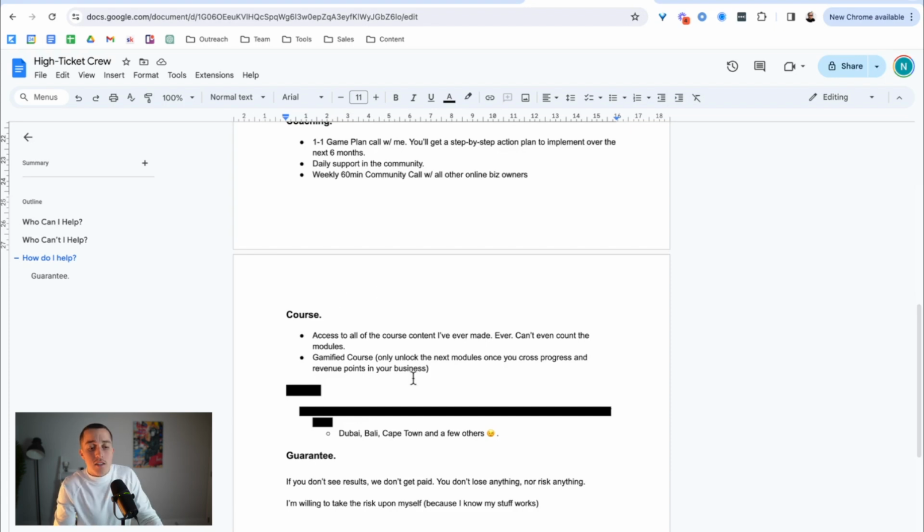Now, it's a gamified course if you prefer it. What I mean by that is I'm happy to unlock the next modules once you pass certain revenue points or progress points. That's optional. If you're the type to just want to watch everything in one go, so you understand the whole business model, and then start from the beginning, by all means, you can do so. Some clients prefer to do it the other way, where they aren't allowed to go on to the next part until they finish their first part. We can do it either way.